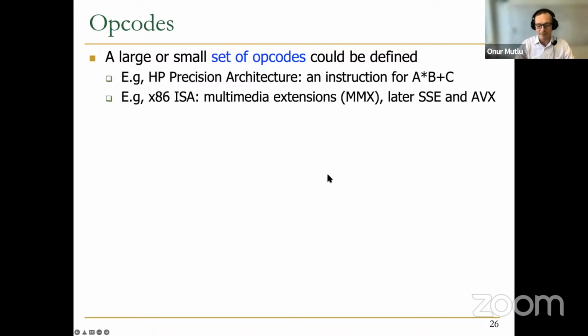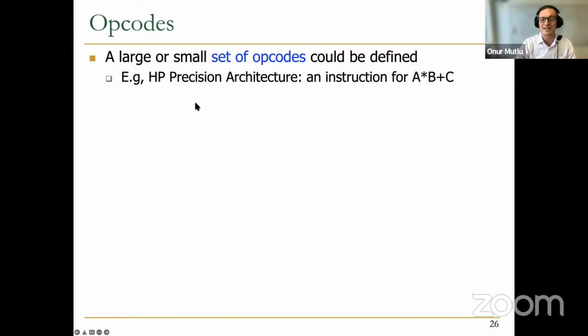Okay, so let me talk about some examples. For example, HP precision architecture, this is actually relatively old, in the 1990s, had an instruction for floating point multiply and accumulate, so A times B plus C. A lot of architectures at the time did not have this instruction. These folks were actually very forward-looking, in my opinion. They added this instruction because they said this is very good for matrix multiplication. This is a primitive for matrix multiplication. When we do matrix multiplication, we do multiply and accumulate, and we do many of them.